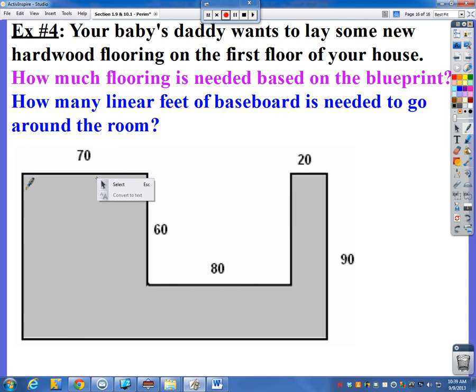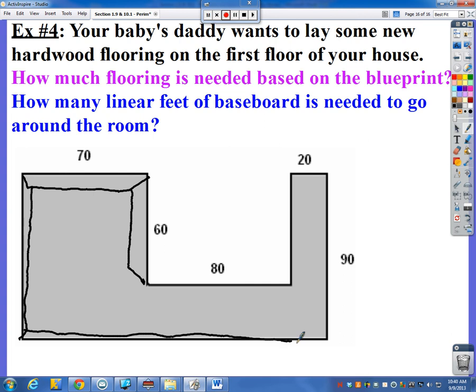So you buy baseboard, and baseboard just goes around the edge of the room here. It kind of hides any little flaws that may have happened in the building process, if you will. So it just goes all the way around like this. Not so thick there, but I think you get the idea. If you look at your house, I guarantee you have baseboard. So that's what I'm looking for there.